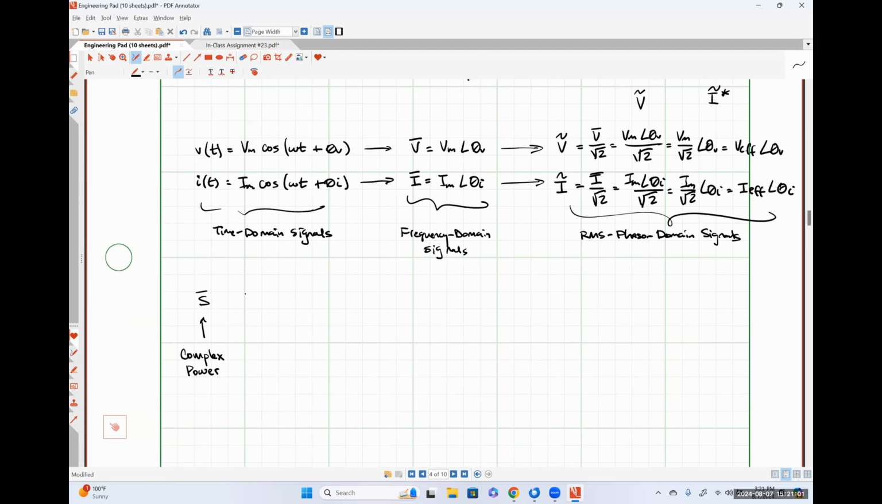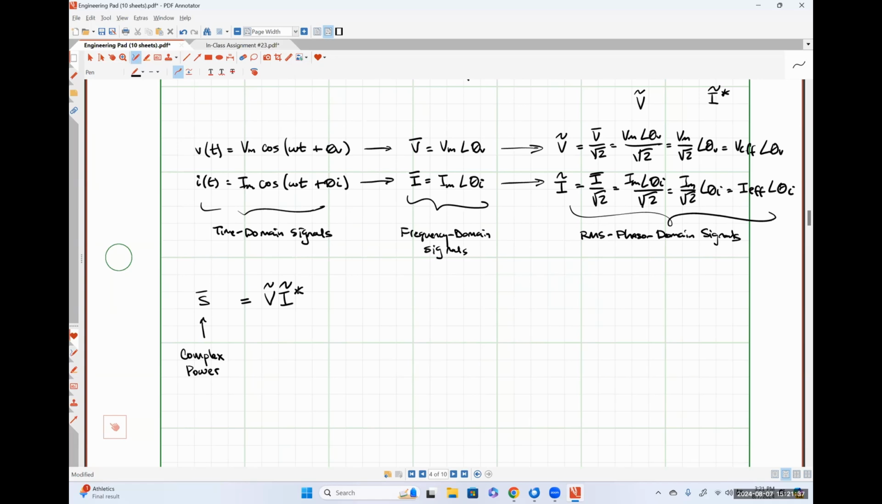Complex power is equal to RMS phasor voltage V times the complex conjugate of RMS phasor current I. Okay, so realistically, this is the only equation that you need for complex power calculations.